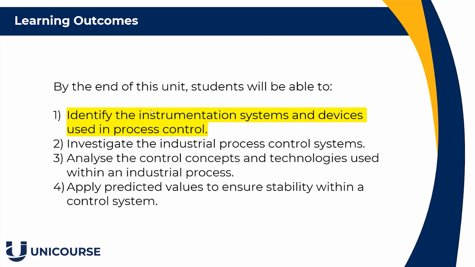So this learning outcome looks at identifying instrumentation systems and devices used in process control. What do I mean by that? Well, if we take a system like a conveyor system, even though it uses a PLC, the system also has to measure the pressure, sometimes the temperature, how many times things are moving along the production line, and this all needs to be fed via signals. So we'll be looking at all this in a bit more detail.